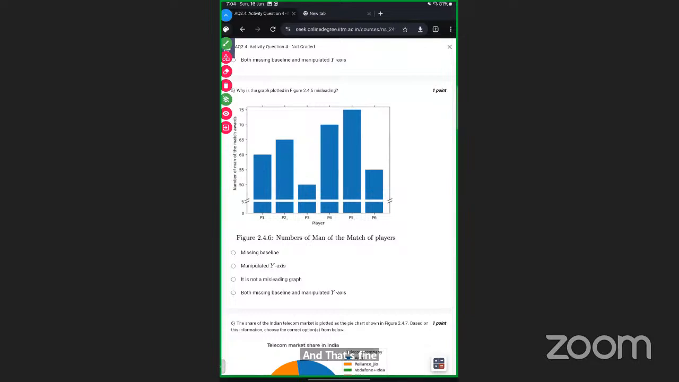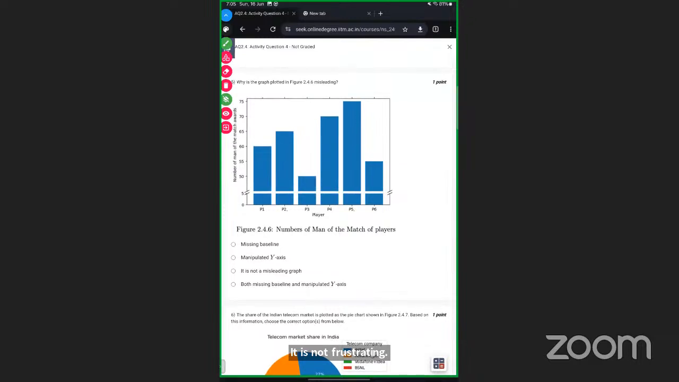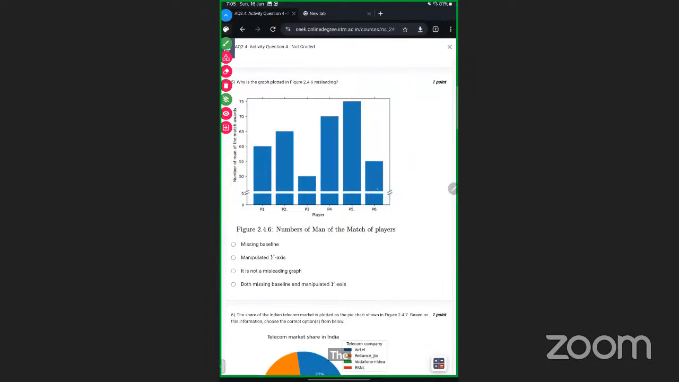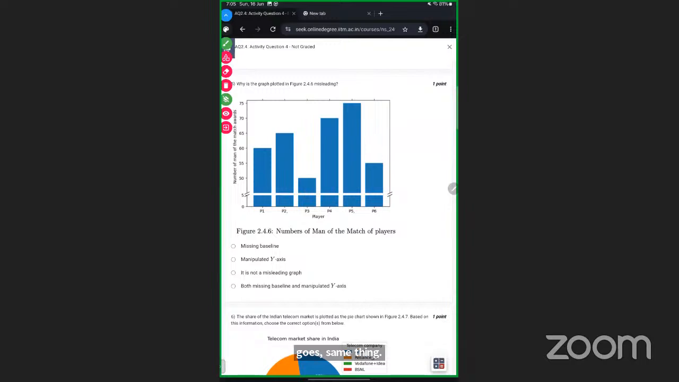It's not a misleading graph. It is a manipulation of the y-axis. No, the y-axis is not manipulated. See, if you see, these all are starting from 0 only. They cut off the mid portion a little bit, and then it goes the same. So the area principle is not being violated.